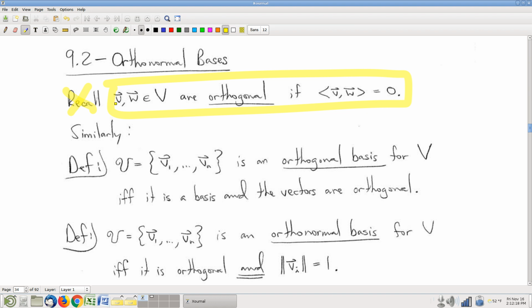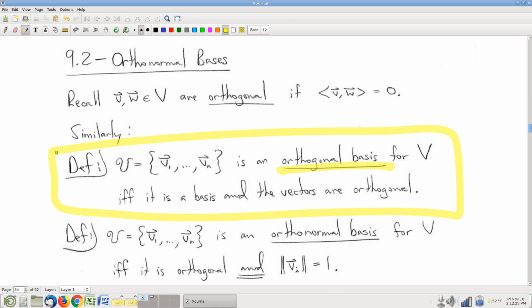With that in mind, a couple of quick definitions. An orthogonal basis, it's exactly what you think. An orthogonal basis is a basis where the vectors are all pairwise orthogonal. What else would it be?